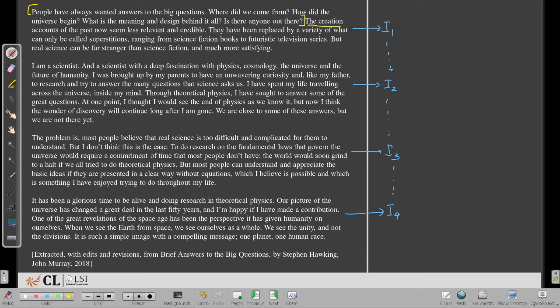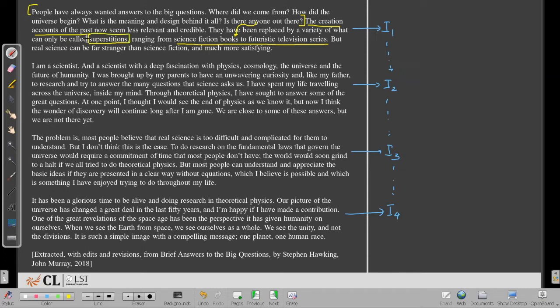So now the creation account of the past is no longer relevant. Basically people are saying that it's not relevant anymore. It has been replaced by a variety of what can only be called superstitions, ranging from science fiction books and futuristic television series. The answer to these questions is now largely provided by science fiction books and futuristic television series, which the author claims to be superstitions.